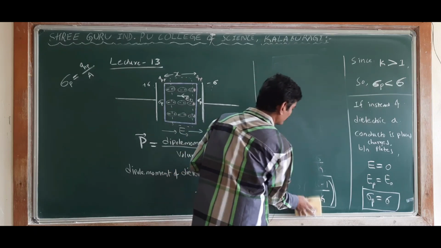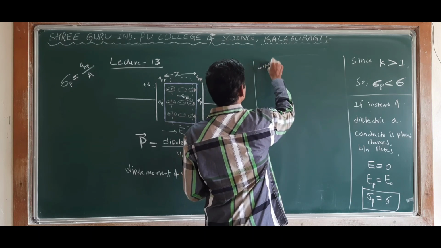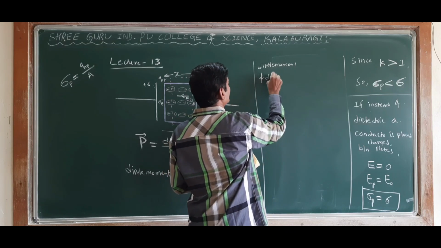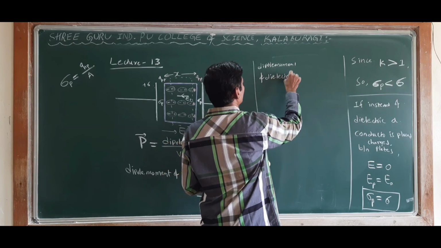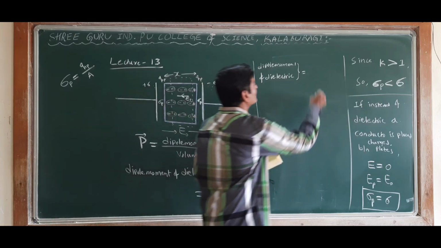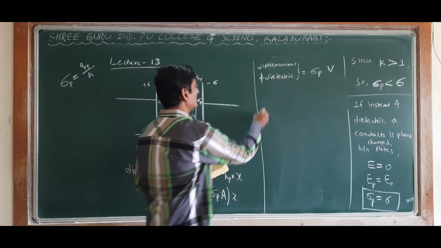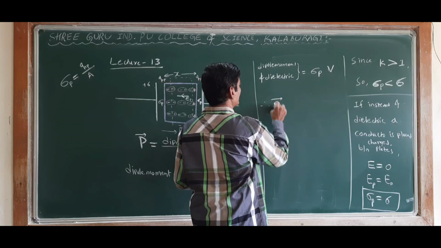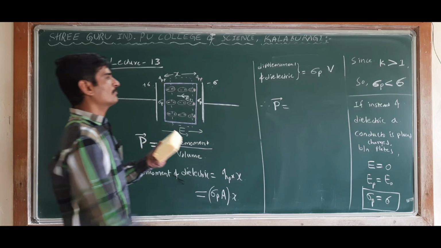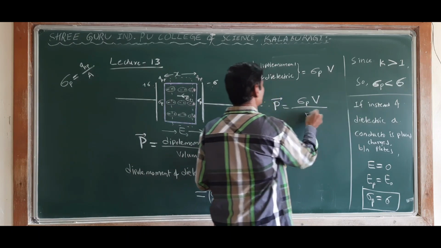So you can write this formula as: the dipole moment of the dielectric is equal to sigma p into V. Therefore the polarization vector is equal to the dipole moment divided by volume. The dipole moment of the dielectric, that is sigma p into V, divided by the volume of the dielectric, V.